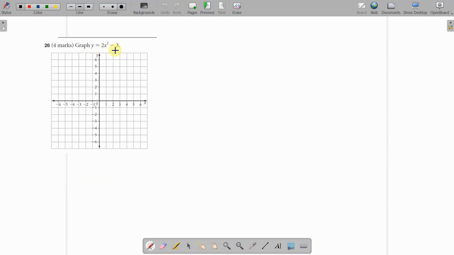Graph y equals 2x squared minus 3. So we're going to need x's and y's. We'll go minus 3, minus 2, minus 1, 0. So when you see the word graph and there's nothing else, you really need the table of values. And that's going to be a parabola.